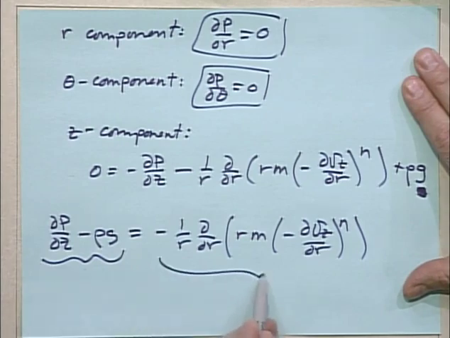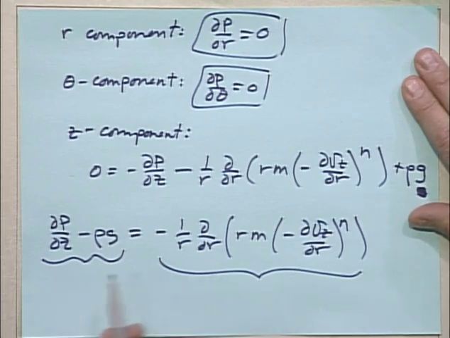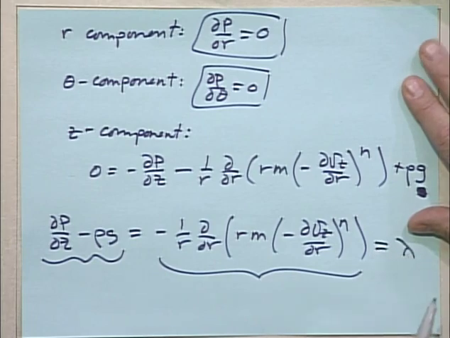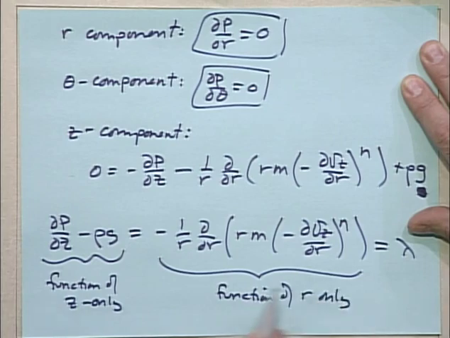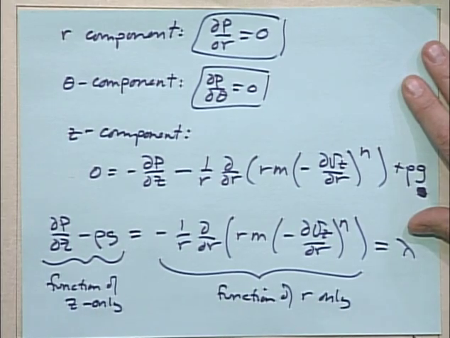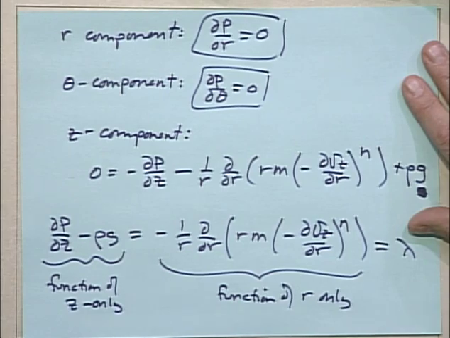The right-hand side is only a function of r. So two functions of different independent variables equal to each other must be equal to the same constant. This is a function of z only. This is a function of r only. And the only way those two functions can be equal to each other for all values of the independent variables is if they're equal to the same constant.